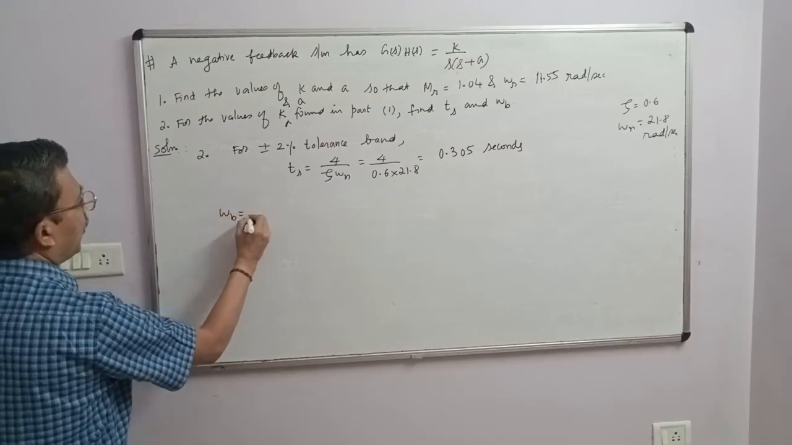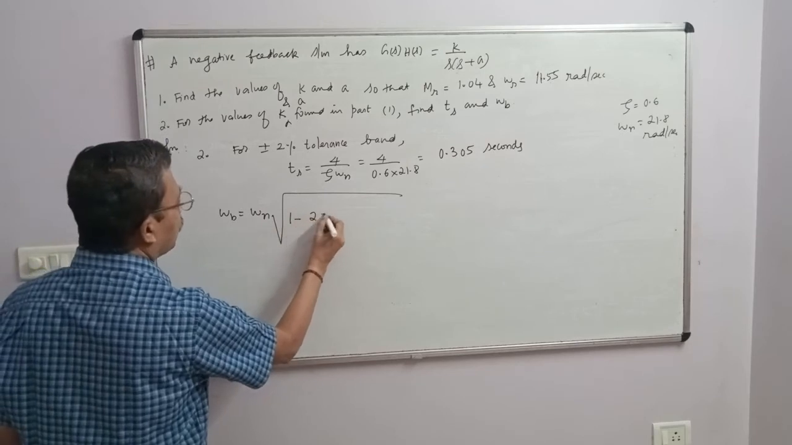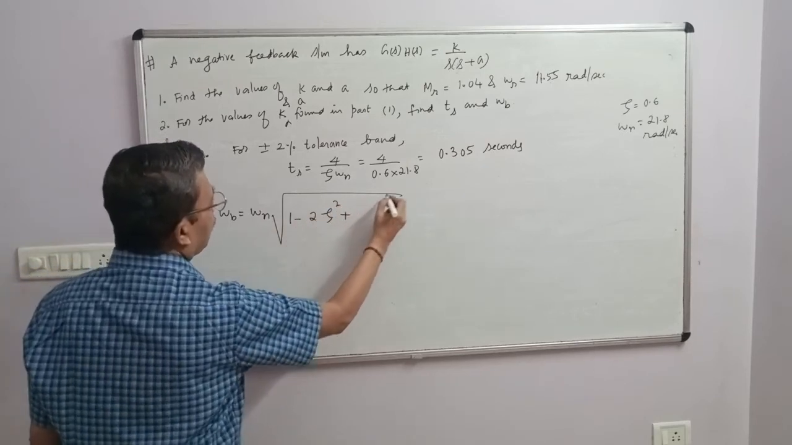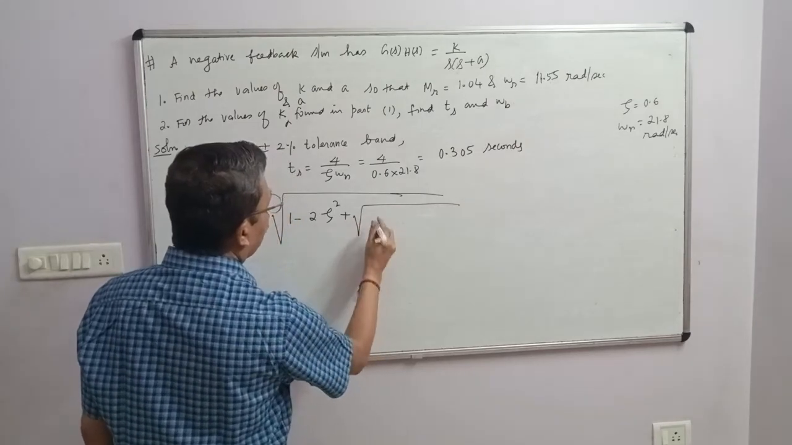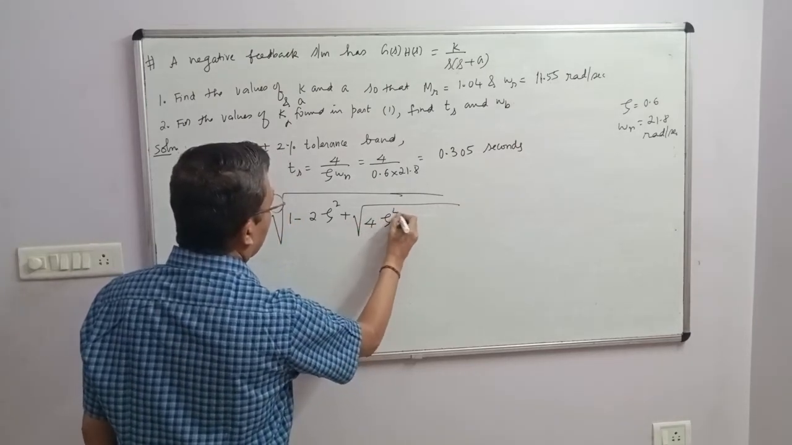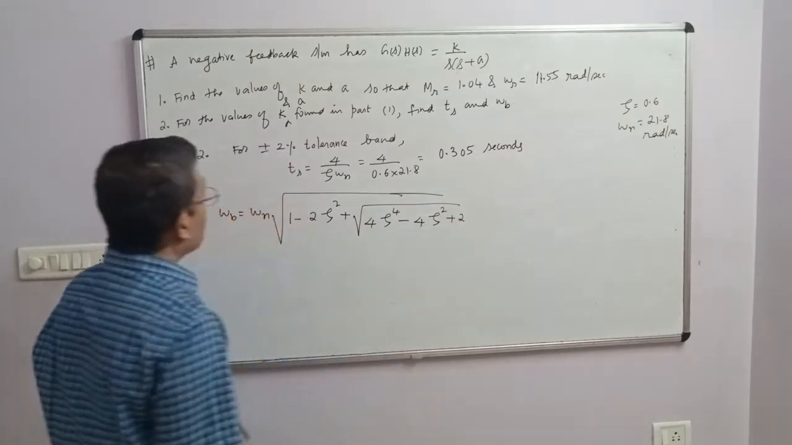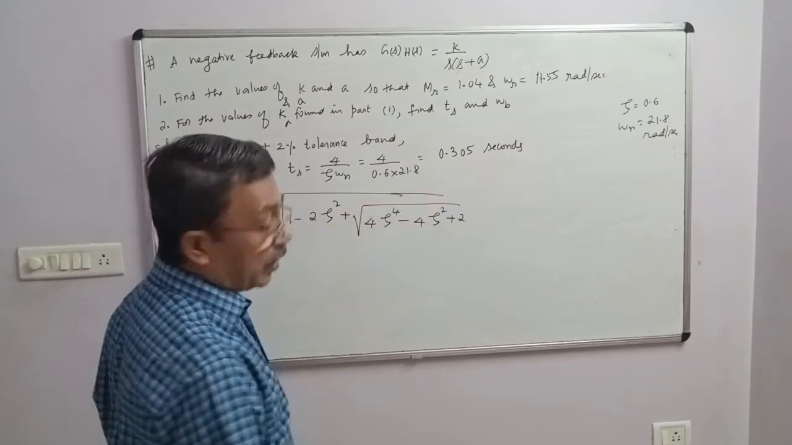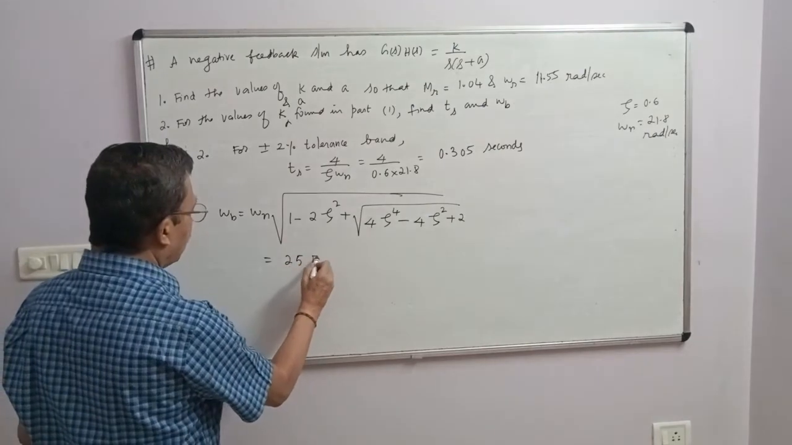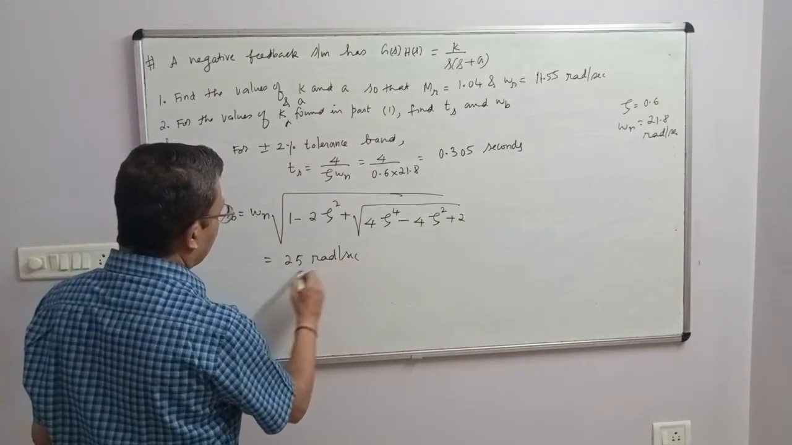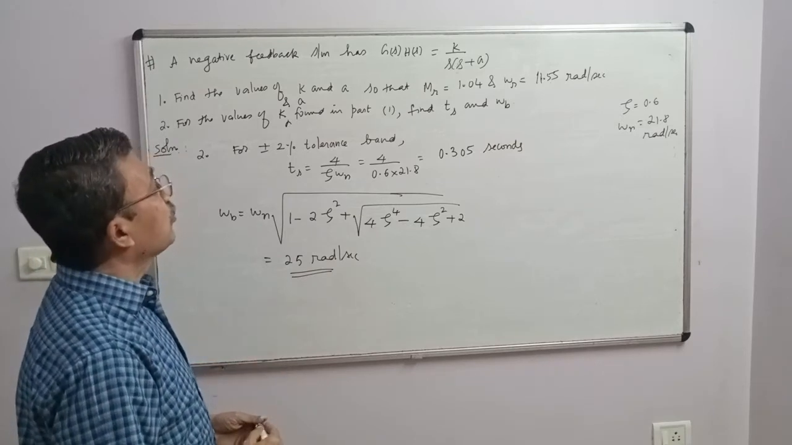Formula for bandwidth is omega b is equal to omega n into square root of 1 minus 2 zeta square plus square root of 4 zeta to the power 4 minus 4 zeta square plus 2. Zeta is 0.6, omega n is 21.8. So you get the answer 25 radians per second. This is the most frequently asked problem in the examination. So please go through this problem.